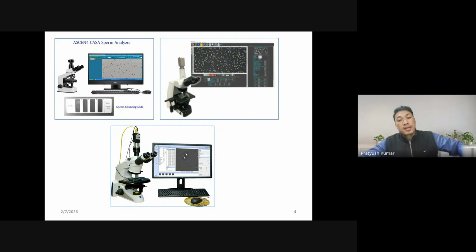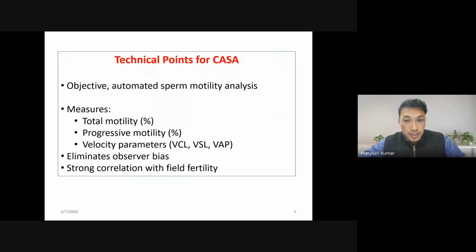CASA gives the accuracy, its velocity, which direction, and how much speed a sperm can travel, its velocity, and the exact motility percentage, and everything. So CASA is a very important component nowadays. The main objective of CASA is automated sperm motility analysis. It mainly gives total motility and progressive motility. I already mentioned the velocity parameters: average path velocity and straight line velocity.